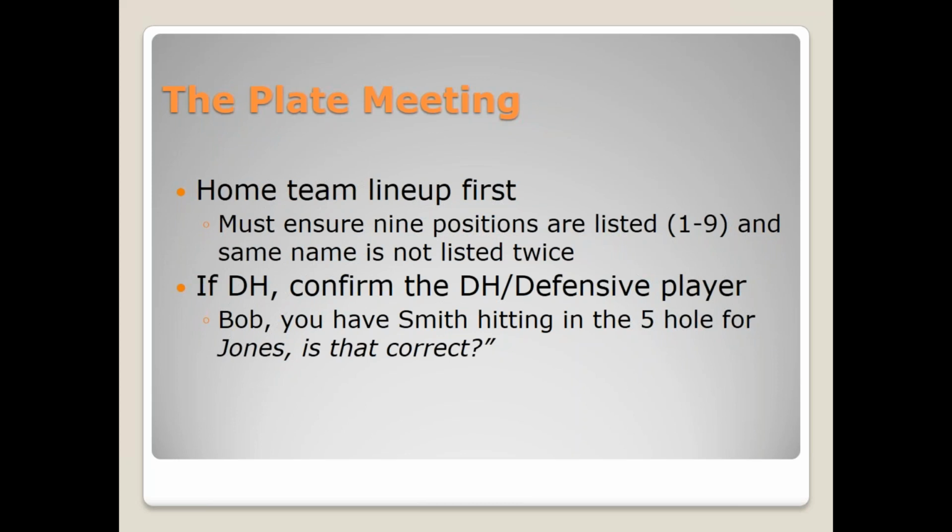If they have a DH listed, just confirm with the head coach that what they have and what they intend for a DH matches what they wrote down. Just simply say, hey, Bob, you got Smith hitting the 5-hole for Jones. Is that correct? Make him confirm that that is correct.